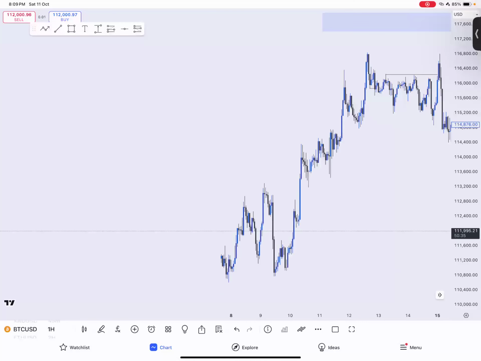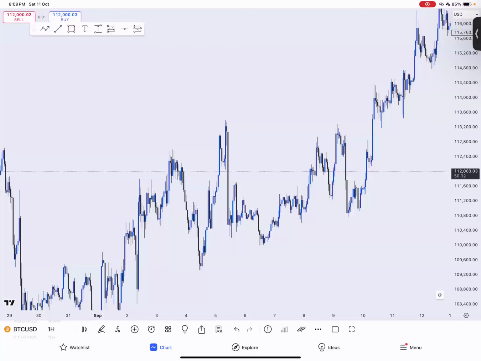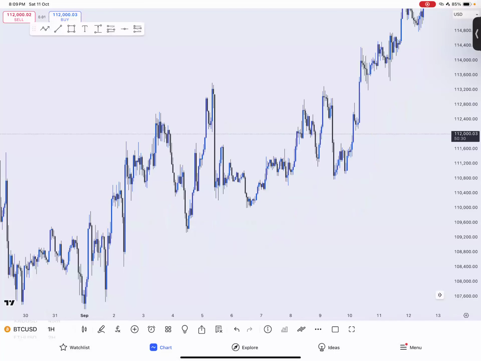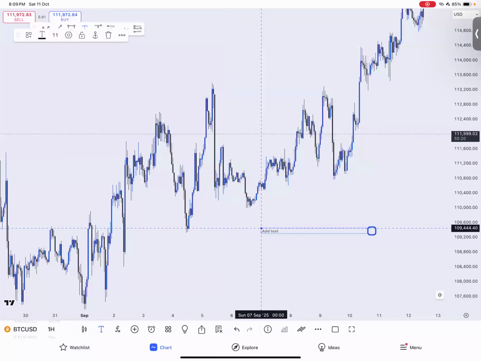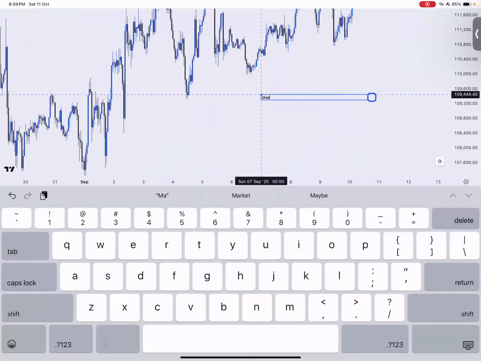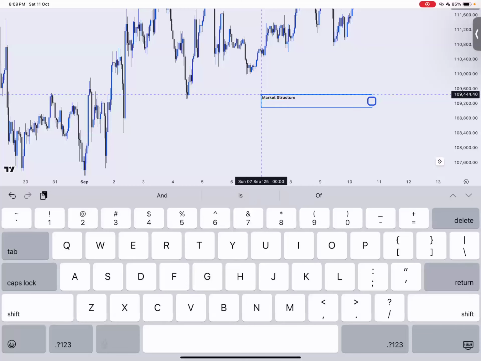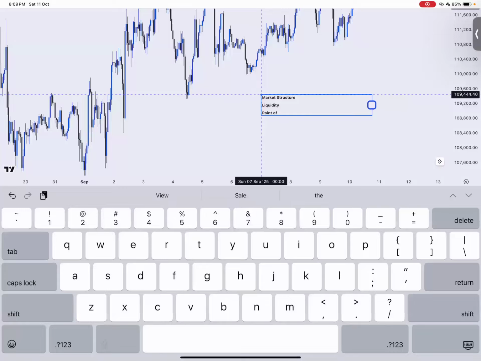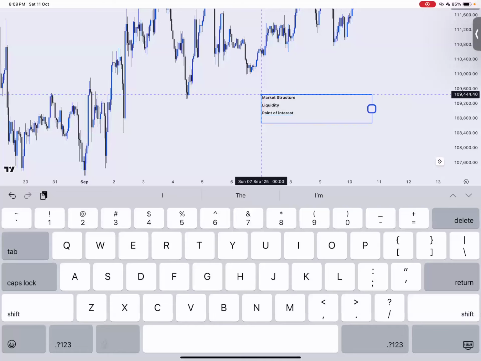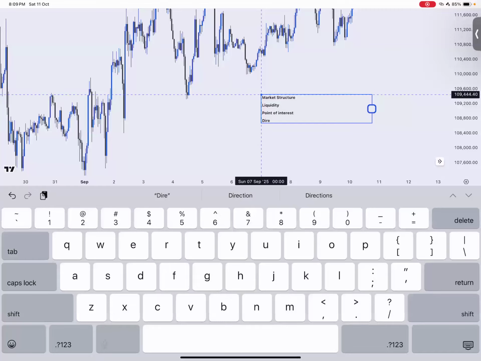The strategy that I'm teaching consists of three key things, well, four key things: market structure, liquidity, point of interest, and then directional bias. Market structure, liquidity, point of interest, directional bias.